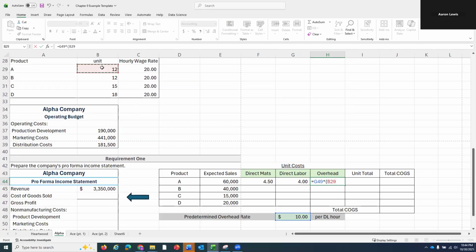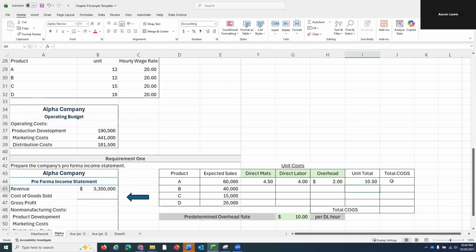And that is 12 divided by 60. So if it's $10 per hour and 12 minutes is 1/5 of an hour, that's $2 in overhead that we are incurring in the process of making each and every unit of product A. And then what is my unit total? It's just the sum of those three figures. And with that, our unit total for product A is $10.50 per unit.